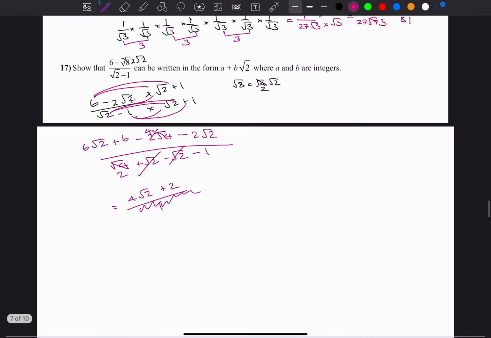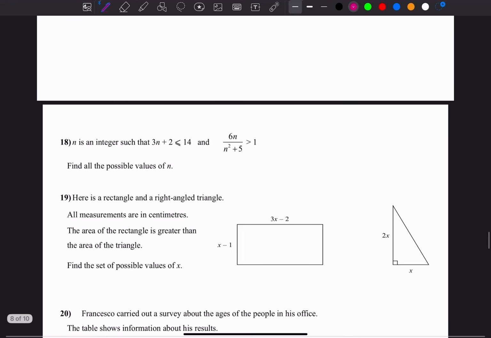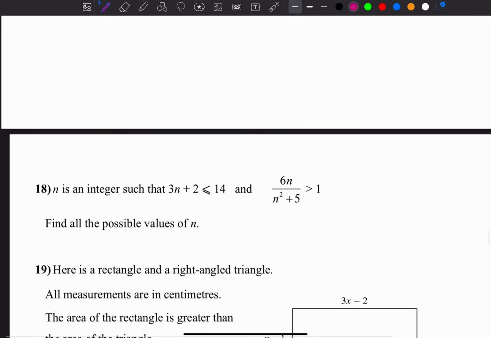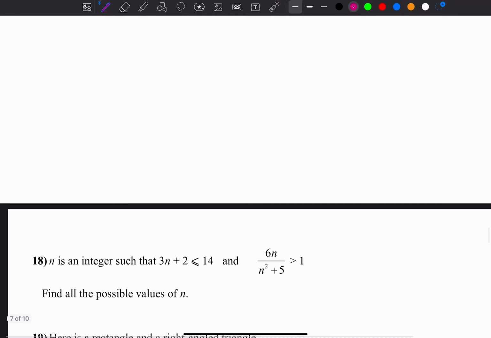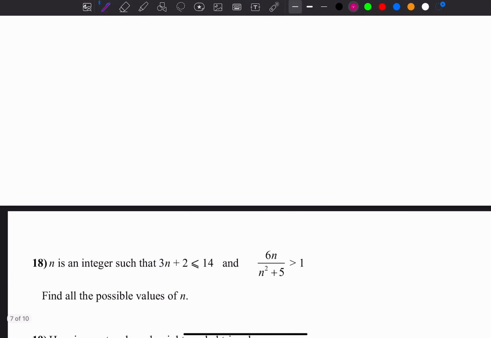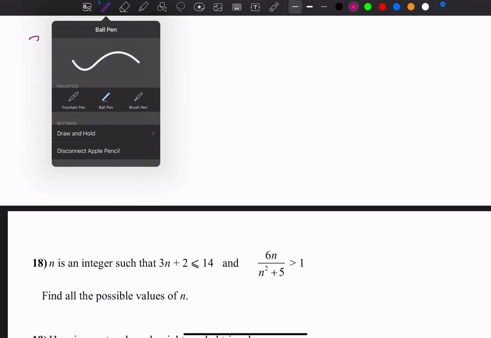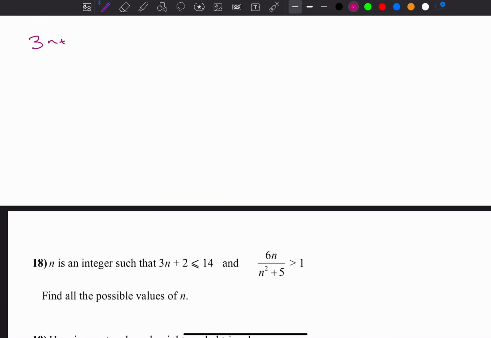Next one. Quadratic inequalities. So 3n plus 2 is less than or equal to 14. Take the 2 out. 3n is less than or equal to 12. n is less than or equal to 4. There you go.